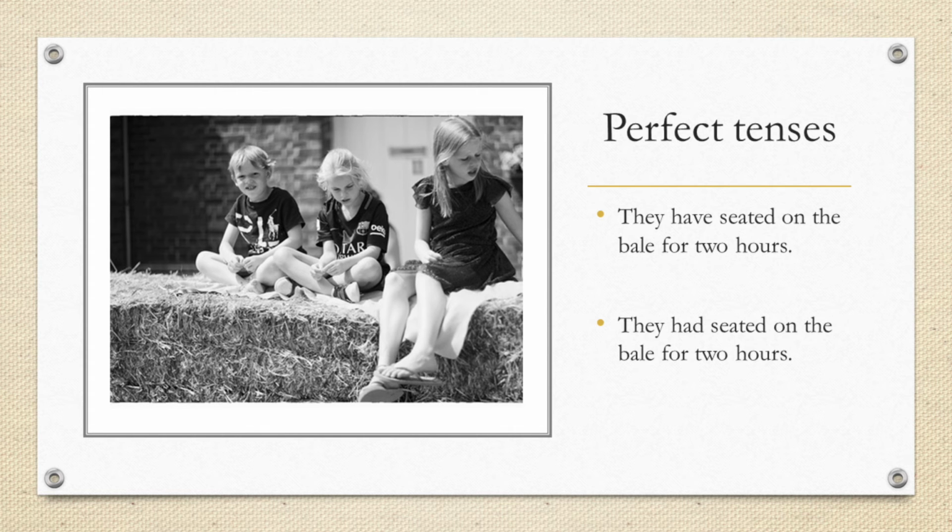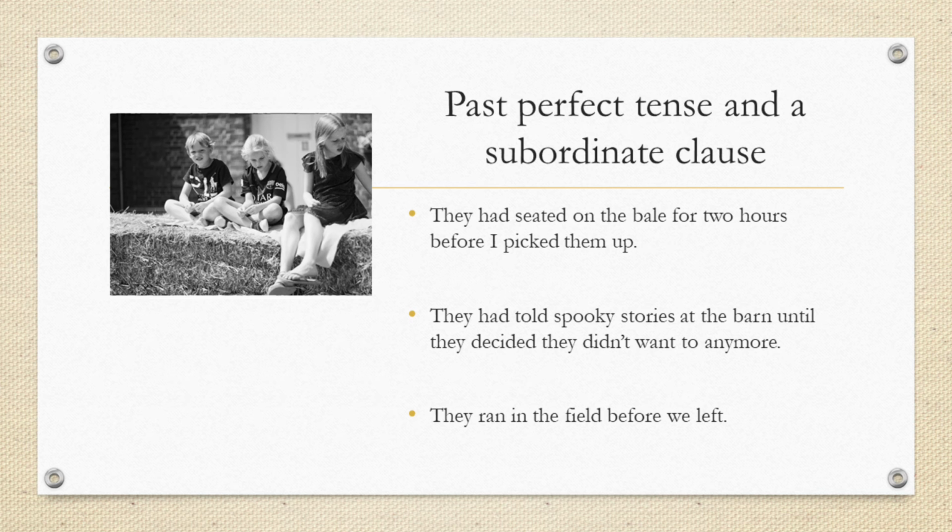Okay, let's see some other examples using past perfect and subordinate clauses. They had sat on the bale for 2 hours before I picked them up. But this is something that happened yesterday or last week, last month. This is not something that is happening today. So that's the difference between present perfect and past perfect.